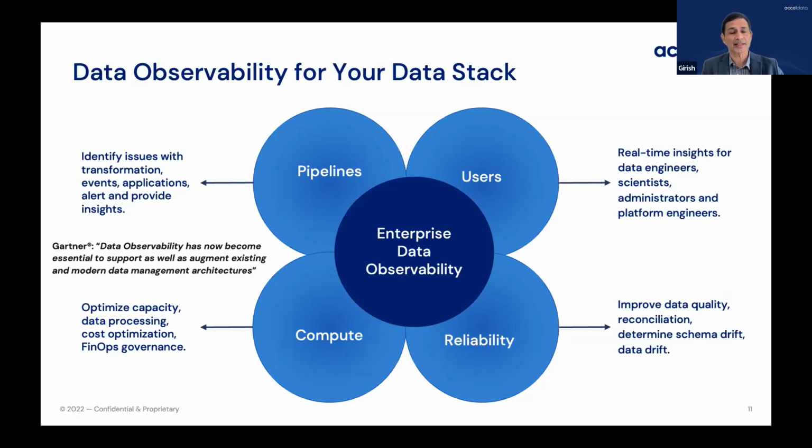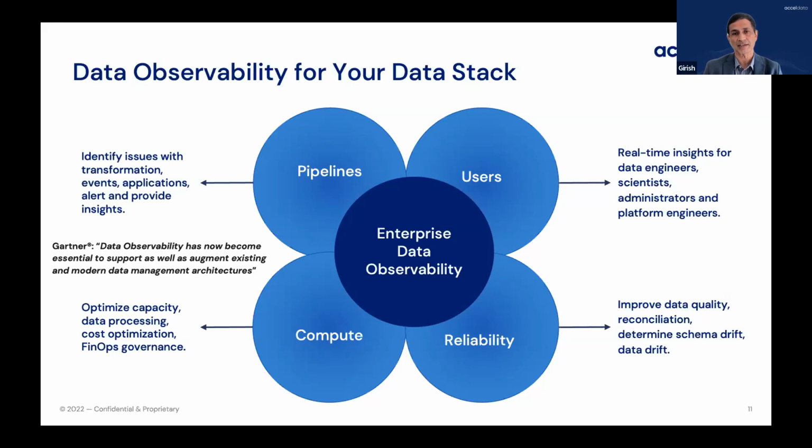What Gartner said recently is that data observability has now become essential to support as well as augment existing and modern data management architectures. I find this very insightful, because it's saying it's not only for your legacy data systems or what you may think is operational today, but also as you're onboarding, perhaps moving more to the cloud or newer ways of doing ELT and newer orchestration tools. What Gartner strongly believes is that this is going to be foundational. So Acceldata, as I mentioned, is a company focused on data observability.